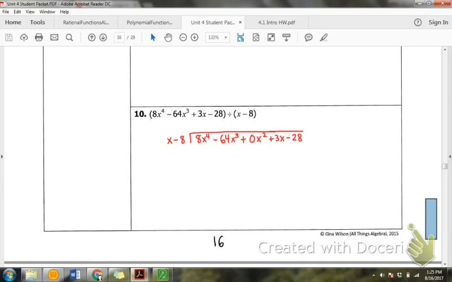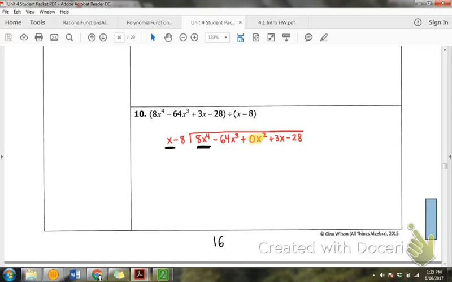Okay? All right, so everyone notices we have a 0 in here for our missing term. You have to have it there. Otherwise, your answer is not going to come out right. So how do we start this process? What can give you 8x to the 4th? Let's say it together. What do you multiply x by to get 8x to the 4th? What's the answer? 8x cubed.